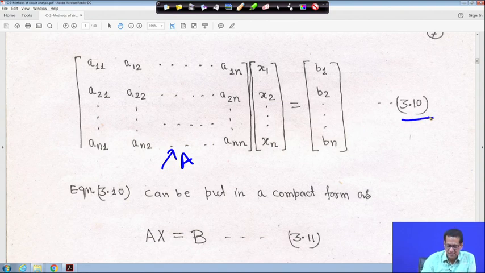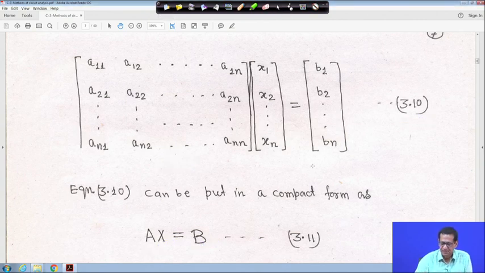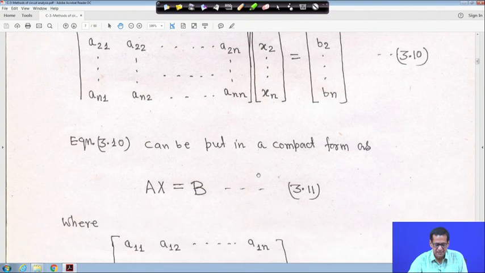So this equation can be written as Ax = b, or directly solving, x = A inverse b, of course, if A inverse exists. But anyway, sometimes we do not follow A inverse, we follow different methods to solve such linear equations, for computational efficiency.